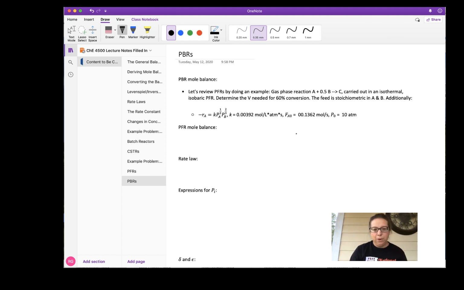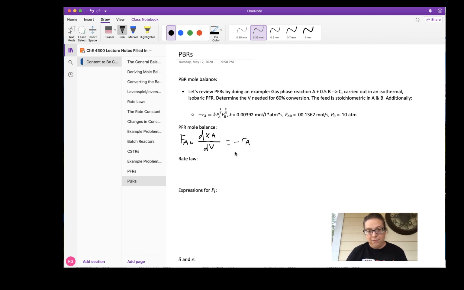So the first step always in a reactor design problem is to write down the mole balance. So for PFRs, we have two choices we can make for the mole balance. And which one should we choose? So I'm going to choose the one in terms of conversion, and that's because the problem statement directly asks me about a conversion that I need to achieve. So the PFR mole balance in terms of conversion is FA naught dXA/dV is equal to minus RA.